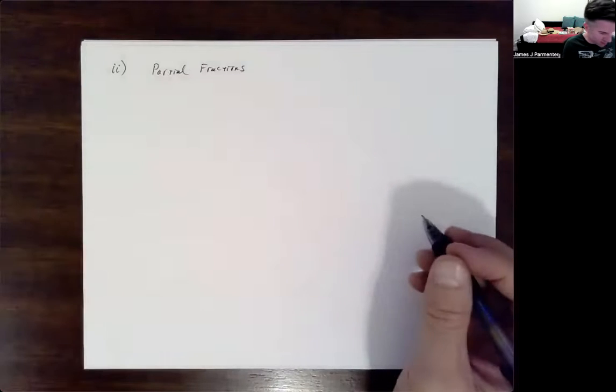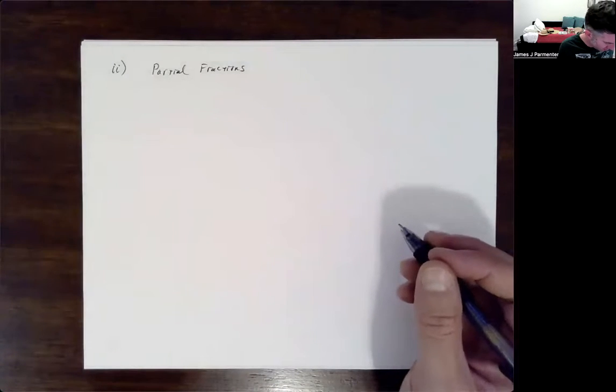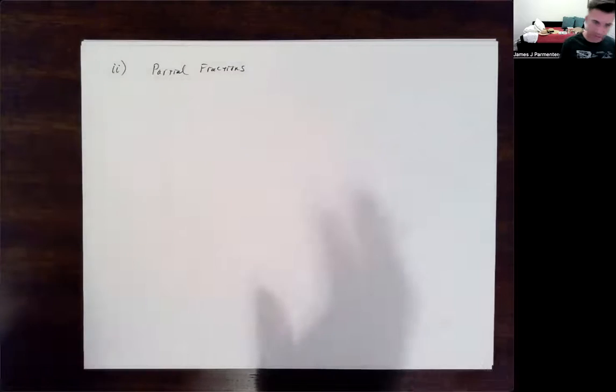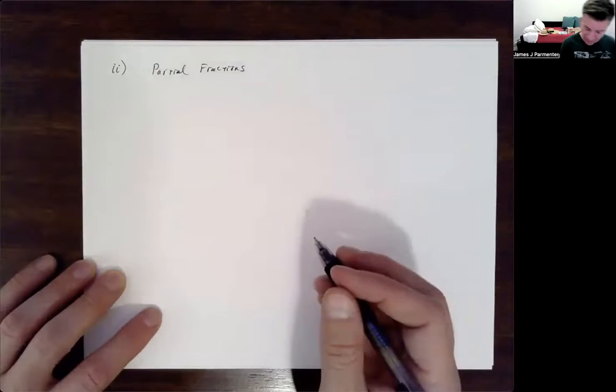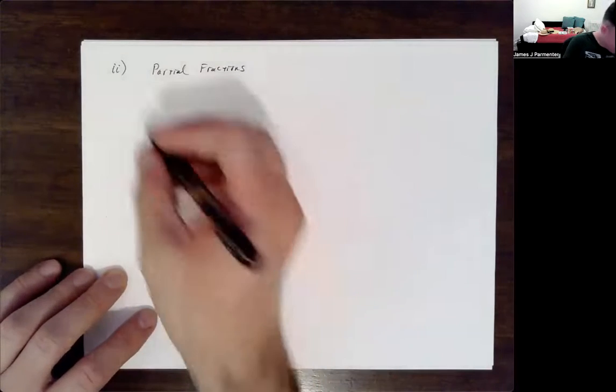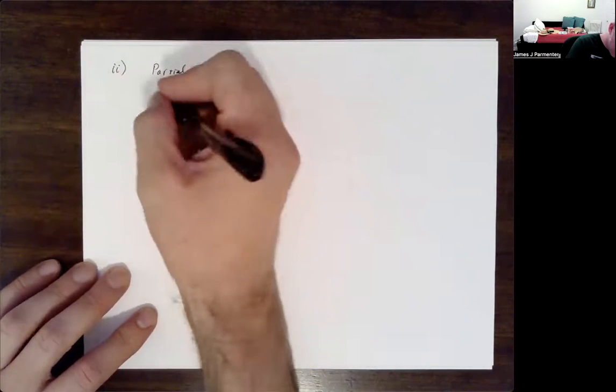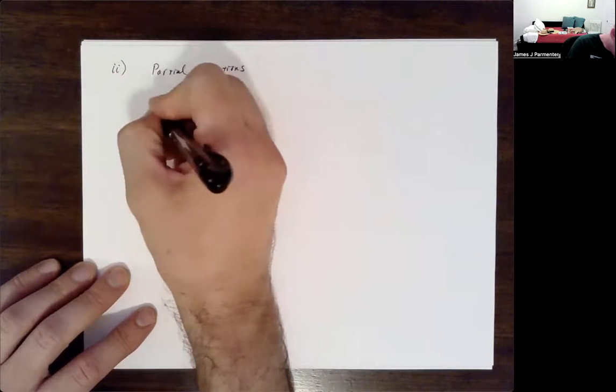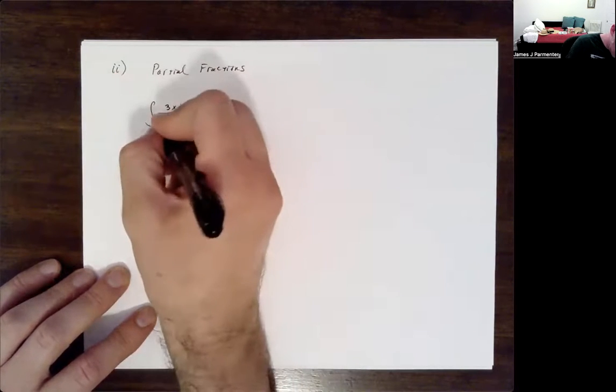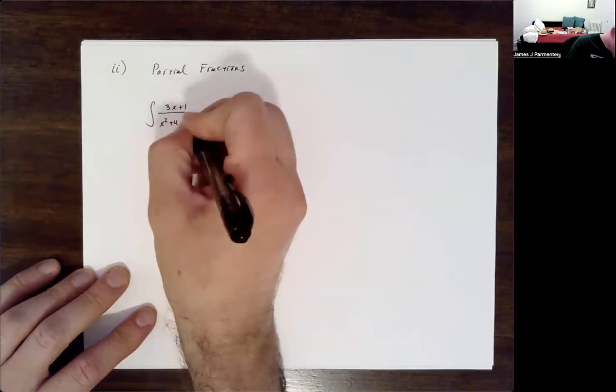So I think this is the last thing in our list of, yeah. Oh, there's one other thing that's kind of annoying, but okay. This is almost the last thing in our list of methods for algebraic integrals. So let's say we have something like the integral of, sure, 3x plus 1 over x squared plus 4x plus 3.